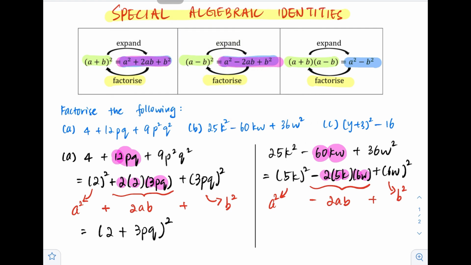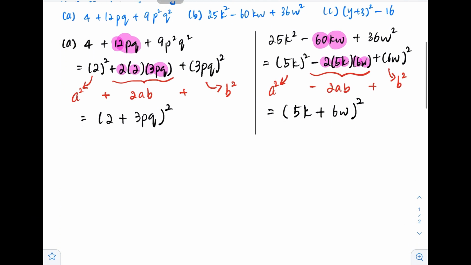So we can factorize this by rewriting it in the product form, (5k, which is our a, plus 6w, which is our b) whole thing squared. Okay, let's go to another example, our third example. We have (y plus 3) whole thing squared minus 16.